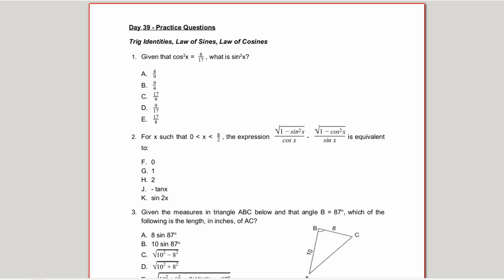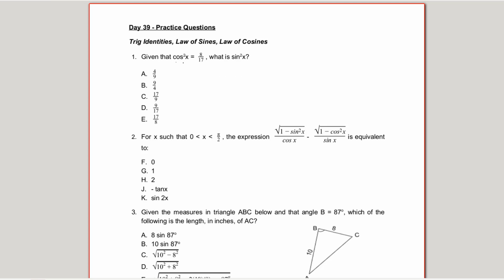In this video, we're going to work through the practice questions for the trig identities and law of sines and law of cosines. And let's begin with number 1. It says, given that cosine squared x equals 8 over 17, what is sine squared x?